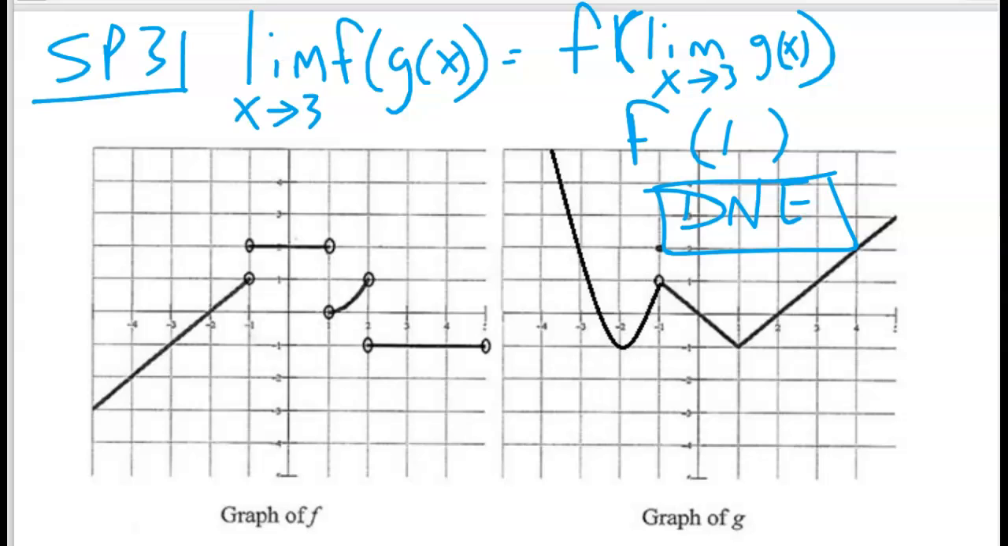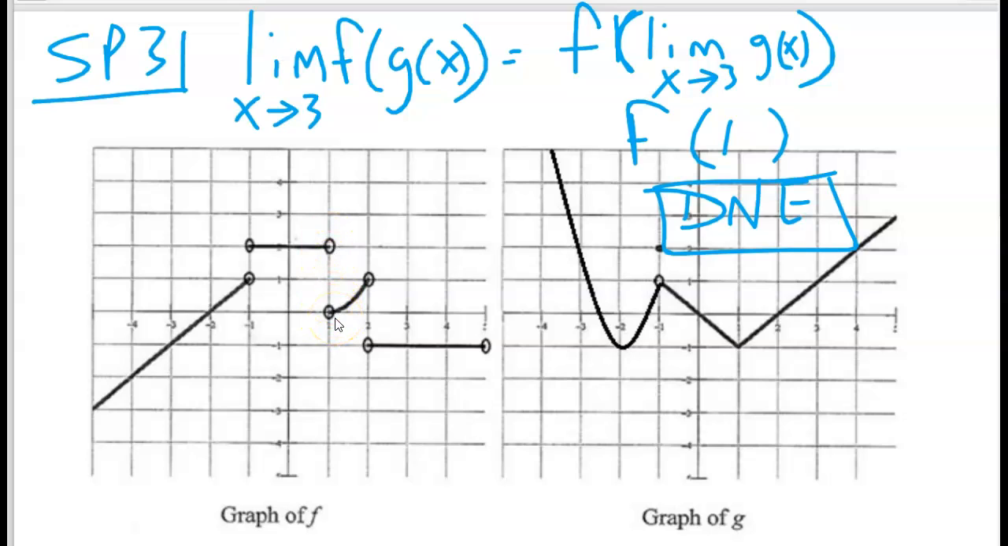All right. Darn you, Mr. Bailey, you've done it again. It's another does not exist. Okay, so first of all, we're going to take our limit and apply it to the inside function. So we have f of the limit of g as x approaches 3. Now if I look down here at my g function as x approaches 3, that's going to be right here at a y value of 1. So the limit of g of x as x approaches 3 is 1. So what's f of 1? Well, at x equals 1, the f function does not have a value.